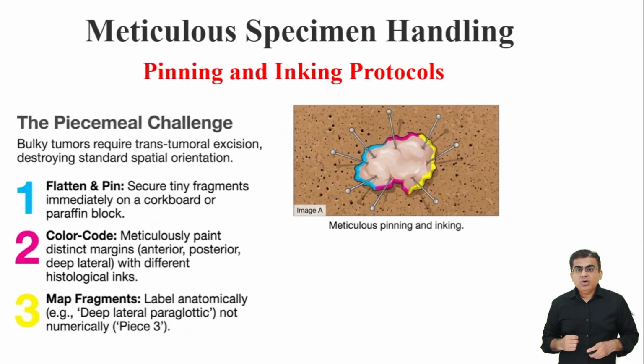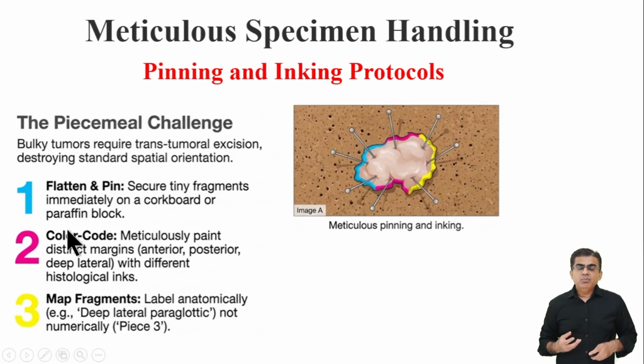Let us now look at what happens immediately after we remove the tumor. Because of the tight space in the larynx, we often cannot remove a large bulky tumor in one single piece. We must frequently perform a transtumoral or piecemeal excision. But this completely destroys the standard spatial resolution for your pathologist. Therefore, you must strictly follow the 3 rules of meticulous specimen handling shown on your screen.